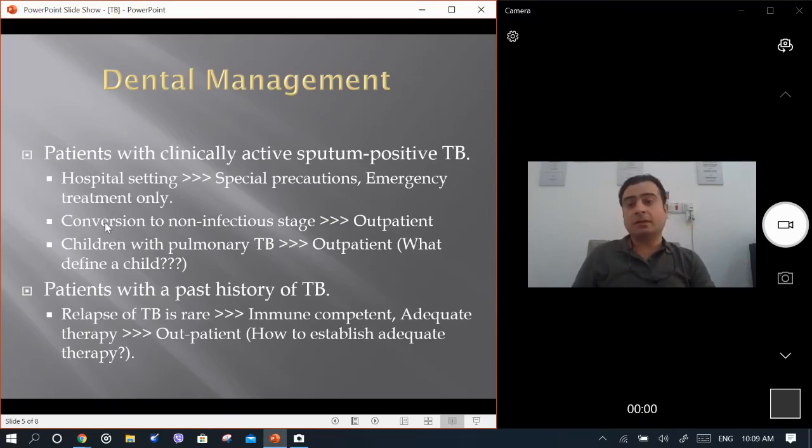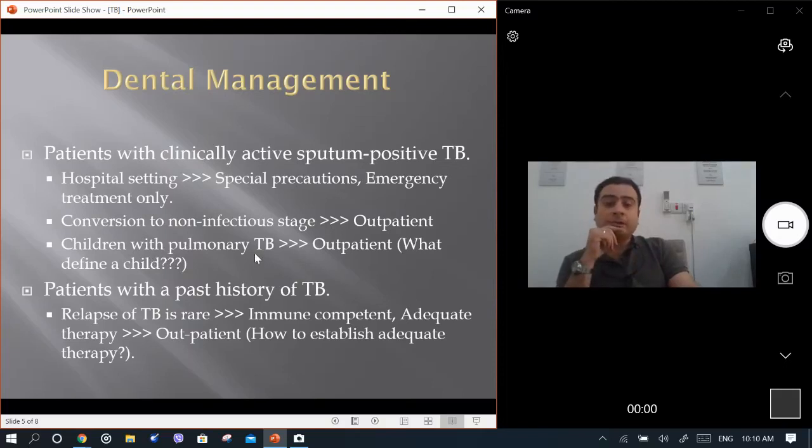Patients within this category can convert to a non-infectious stage. I mean, moving from being highly infectious to a non-infectious stage, still having the disease but unable to transmit it to other patients or to the operator. This needs treatment for a minimum of about 3 weeks, and you need to get a consultation from the supervising physician about the current status. If the patient is non-infectious and has successfully converted to this stage, they can be treated as an outpatient, I mean, within the dental practice.